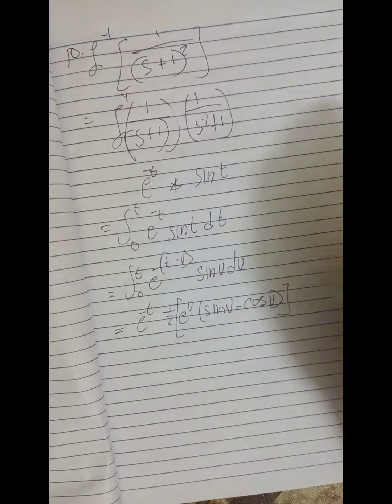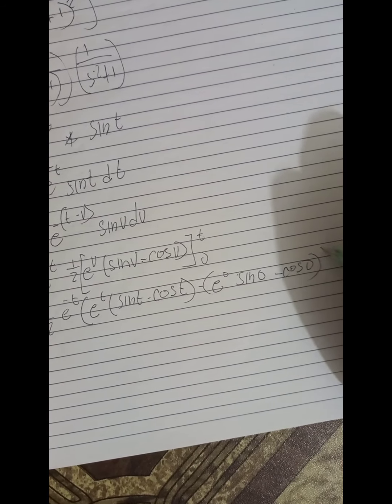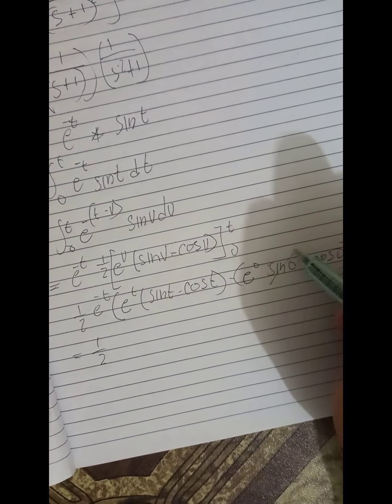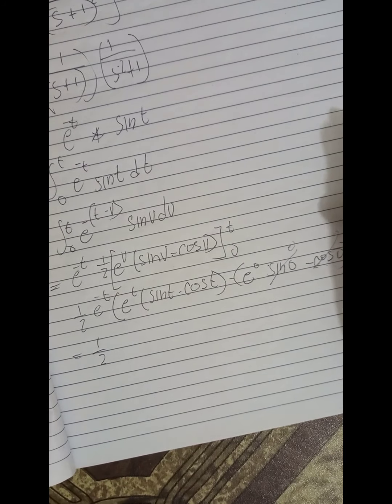There's a value in the integration to the limit of 0 to t. Then distribute the 0 and the t of the limit: e^t times sine t minus cosine t, minus e raised to 0 times sine 0 minus cosine 0. Then we can have the final answer of 1/2 times sine t minus cosine t, plus e raised to negative t.